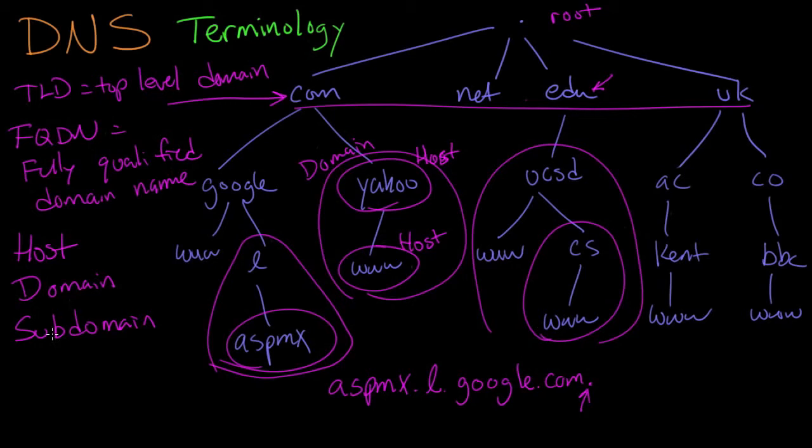So those are some of the basic terminologies. There's a root. We've got TLD, top-level domain. We've got fully qualified domain name, or FQDN. We've got host, domain, and subdomain.